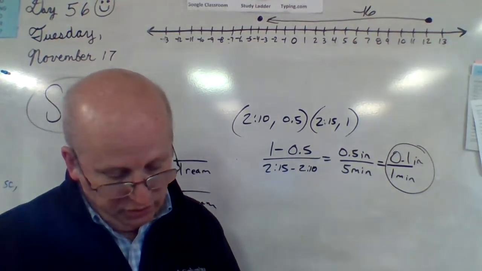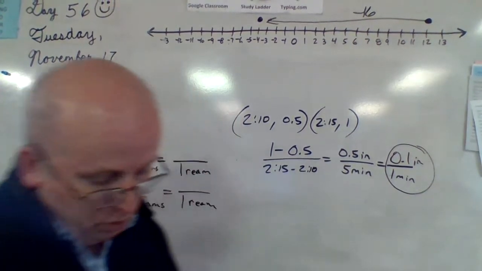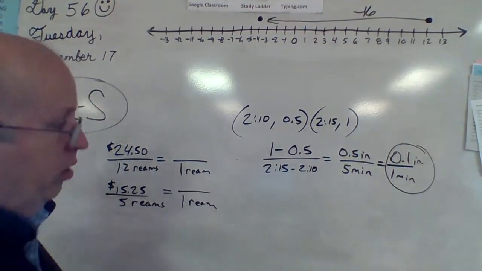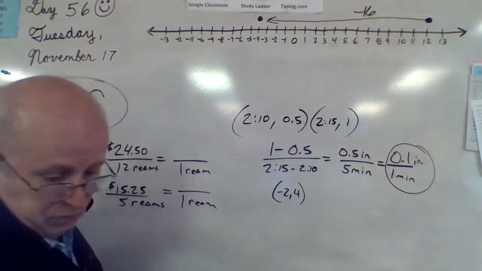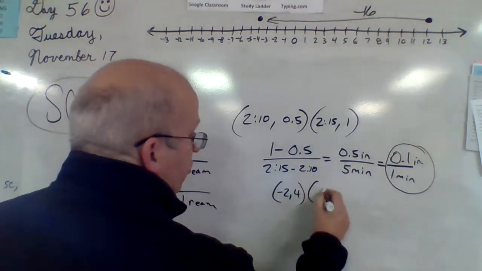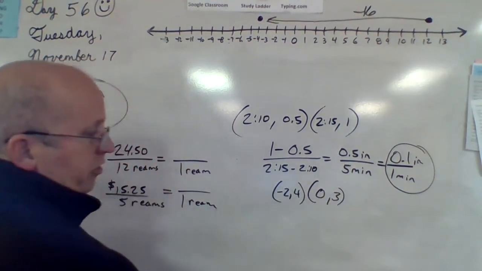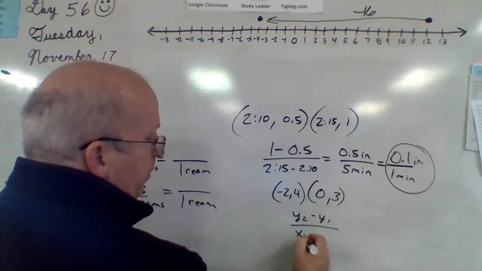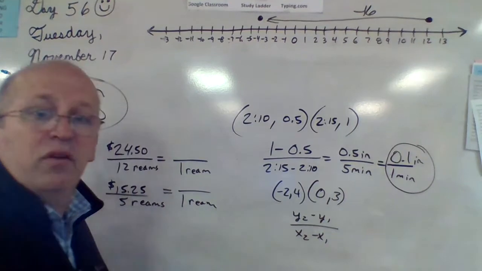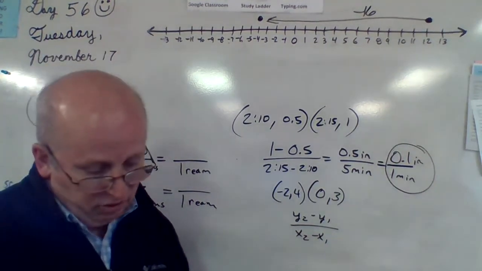Number 8, they're asking for the slope. In number 8, I would just pick 2 random ordered pairs. I'm going to pick the first one, which is negative 2, 4. And the second one, which is 0, 3, and then I'd use that formula: the second y minus the first y over the second x minus the first x. I would use that to find the slope of problem 8.